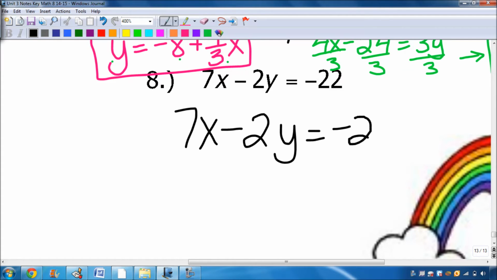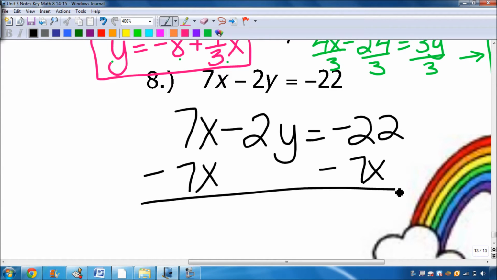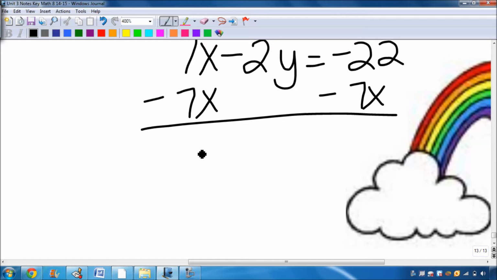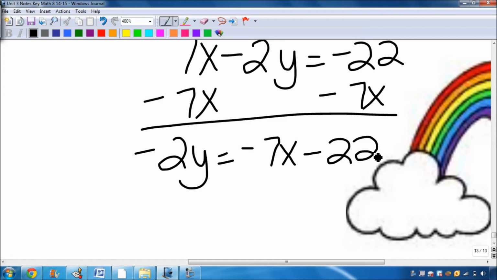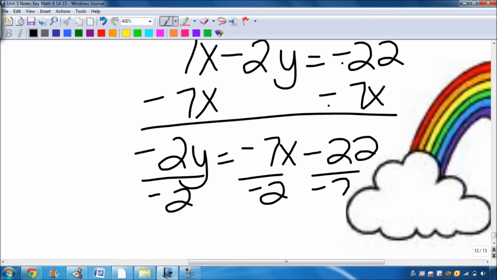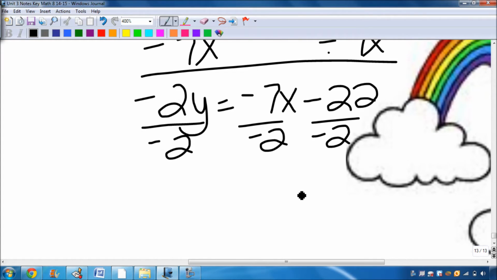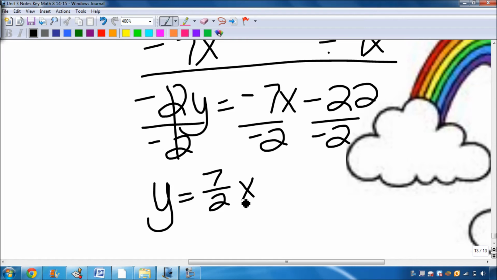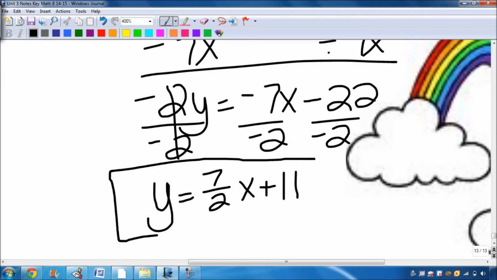So I'm going to subtract the 7x. Okay, again, you could have added the 2y, totally up to you. Negative 2y equals negative 7x minus 22. They're both negative this time, okay? Divide everything by negative 2. Watch out for all your double negatives. This cancels out. I end up getting y equals. Negative over negative becomes positive. 7 is not divisible by 2, so I'm going to leave it as 7/2. So you get 7/2 x. And then negative 22 divided by negative 2 is a positive 11.